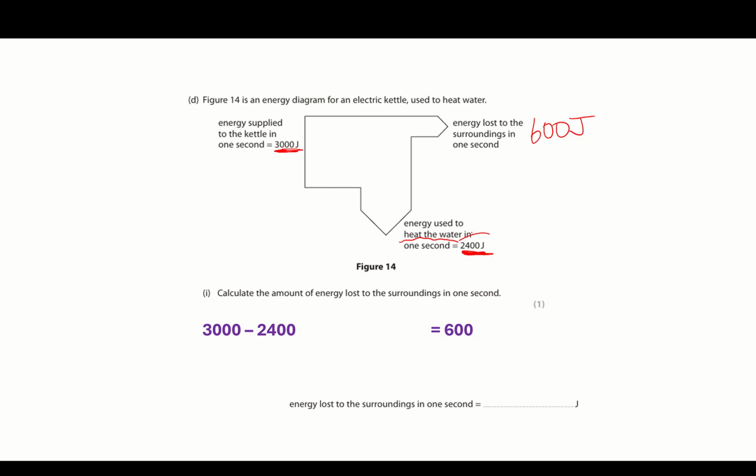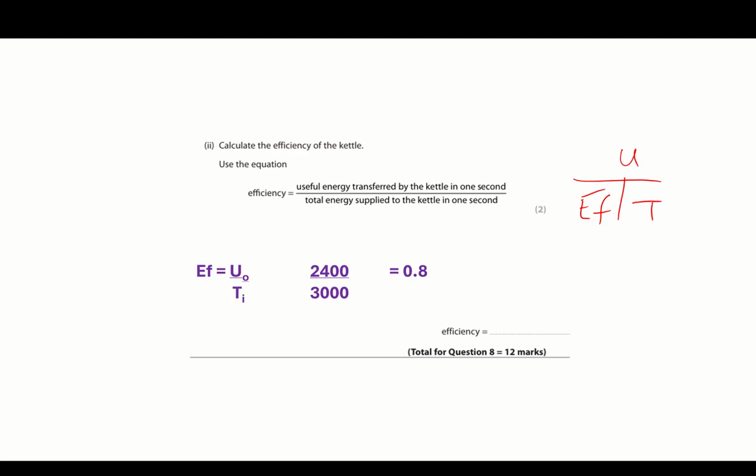And then it says calculate the efficiency. So it's the energy transferred by the kettle divided by the useful over total. So it's our efficiency, useful over total. And we can go in to say that was our useful energy. That was the total energy we put in. So there we go. And the efficiency is 0.8, or if it wanted it as a percentage, times it by 100, 80%. That's that question done.